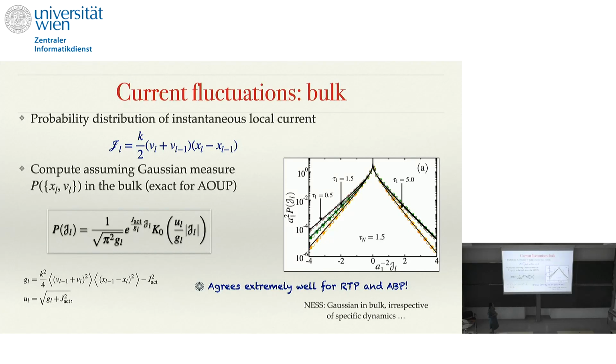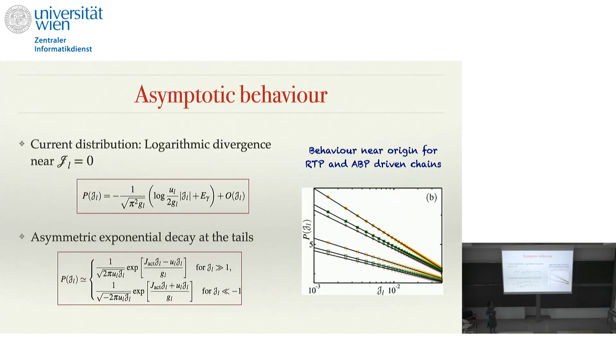They match quite well. So this is again evidence that somehow the system, maybe from the Hamiltonian nature, maybe from the linearity, the measure in the bulk seems to be Gaussian, irrespective of what particular noise we are driving it with. And this current distribution has also some intriguing features. It has a logarithmic divergence near the origin, and it has an exponential decay, which we can calculate. Here again you see the set of ABP and RTP curves, and these match very closely near the origin also. So there is no deviation at all for small current.